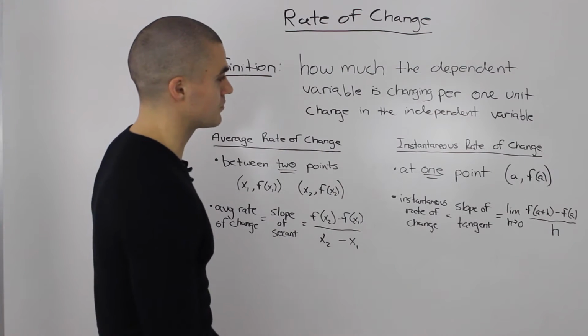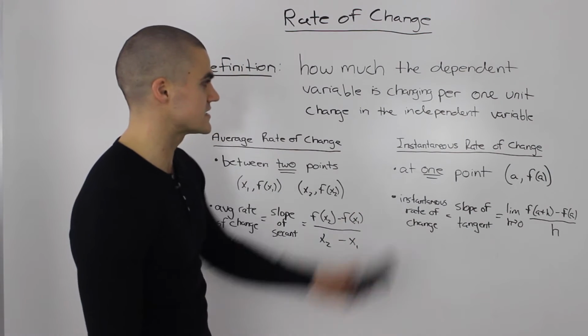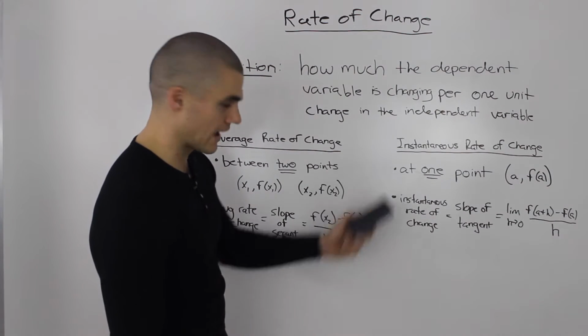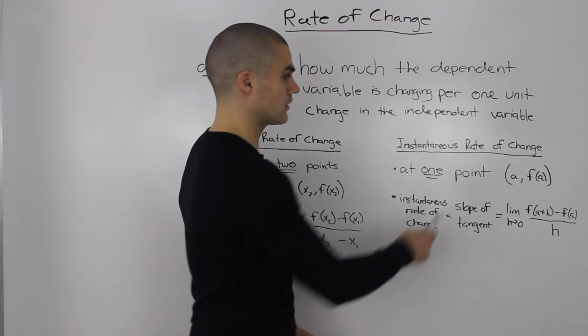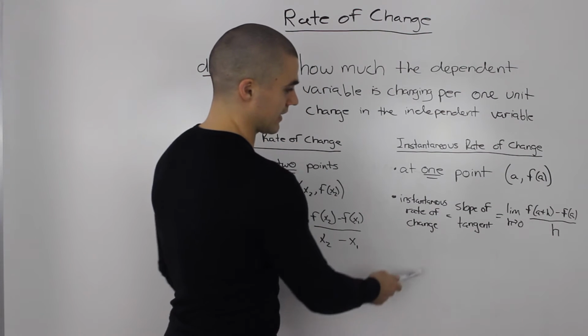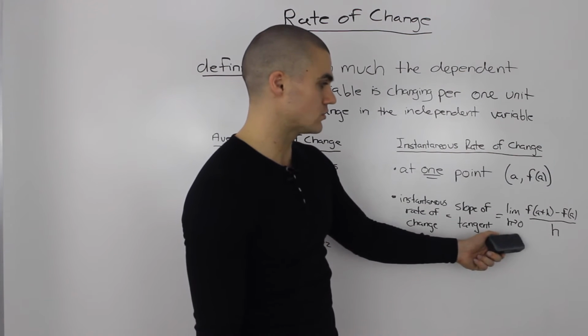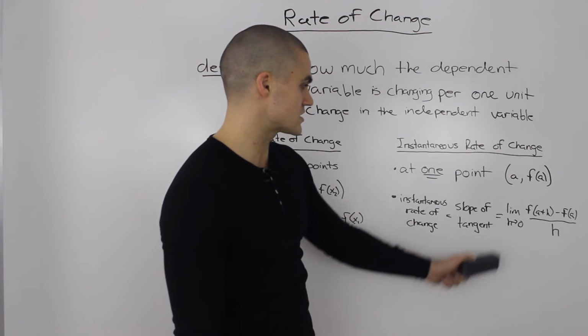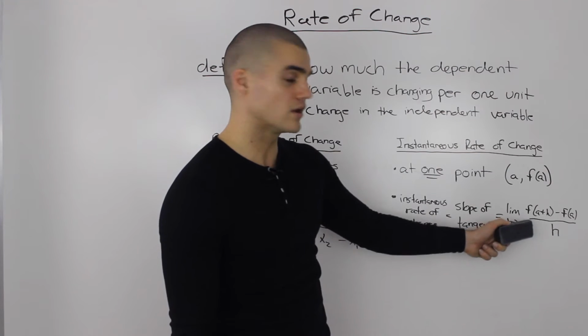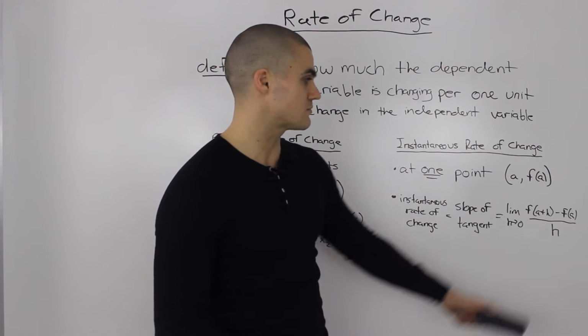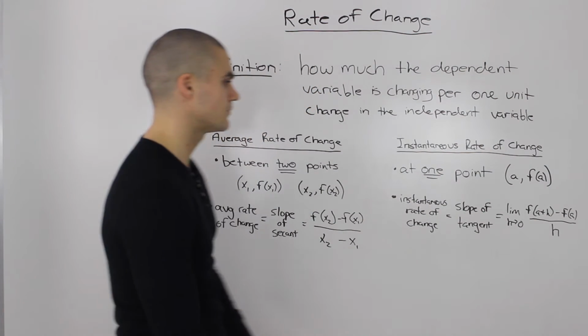The second type of rate of change is the instantaneous rate of change. As we mentioned before, it's at 1 point, a, f of a. And to get the instantaneous rate of change, we have to find the slope of the tangent, and we use the difference quotient, which is the limit as h goes to 0 of f of a plus h minus f of a all over h.